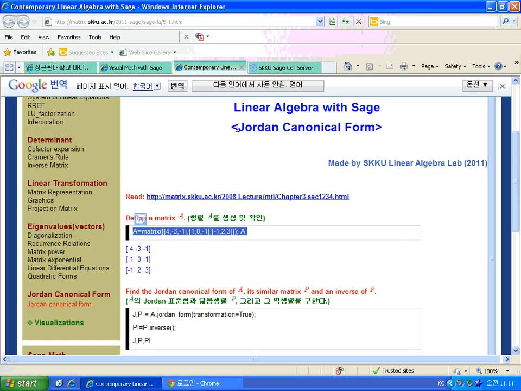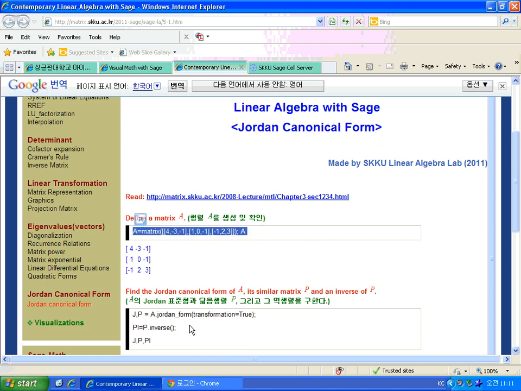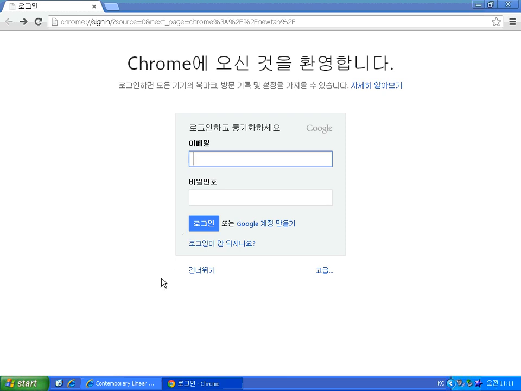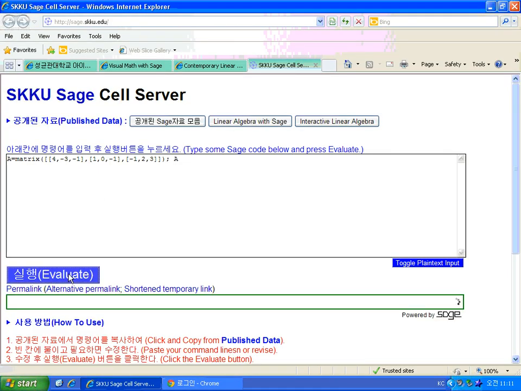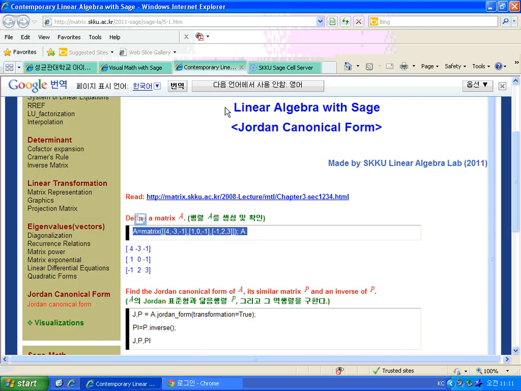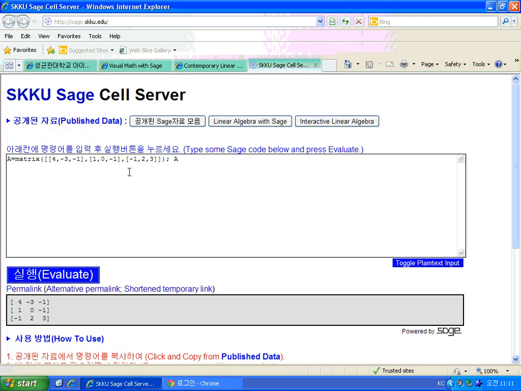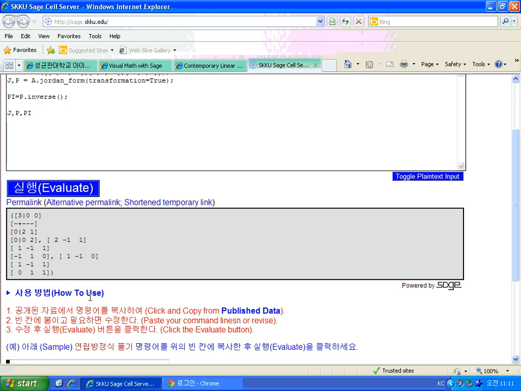Suppose you want to find the Jordan canonical form of a given matrix. Then you make a copy of this and go to the Sage single cell server. Then you have a matrix like this. Next, you want to find the Jordan canonical form, so you make a copy of this command, go there, and evaluate it. Then you will see the Jordan canonical form of the matrix like this.